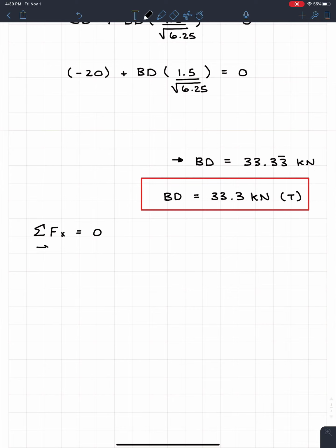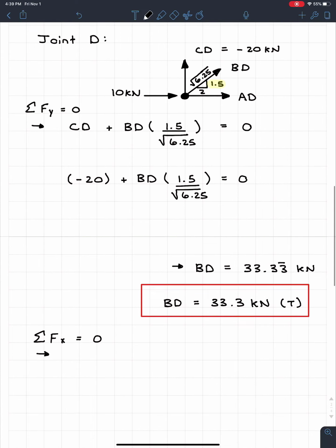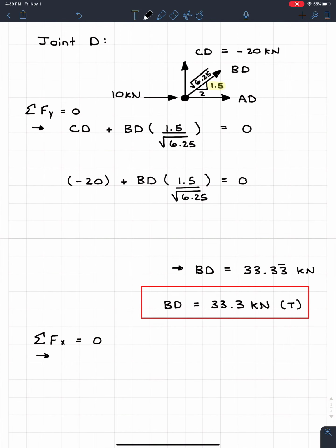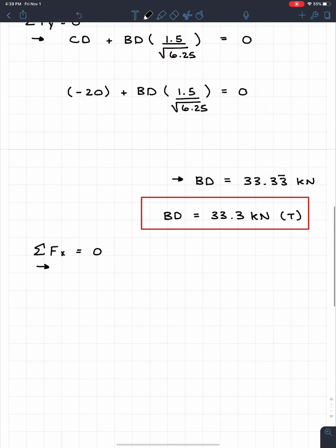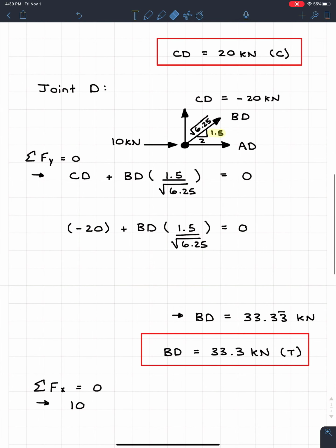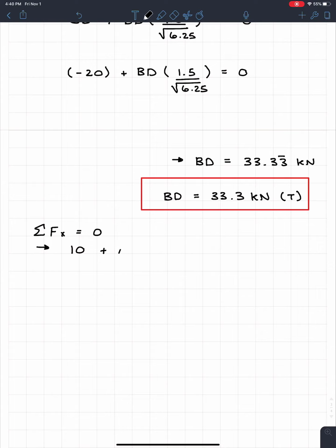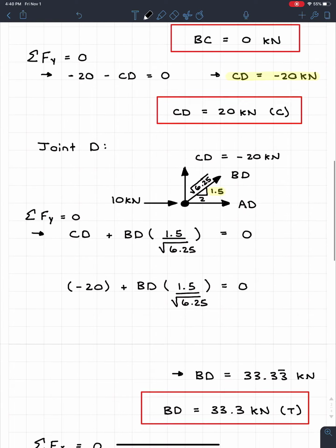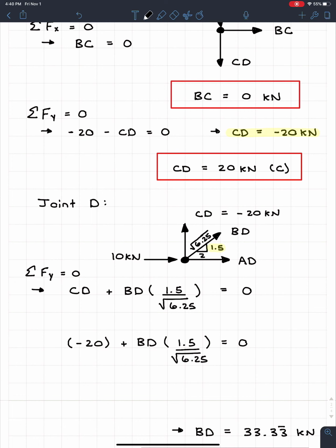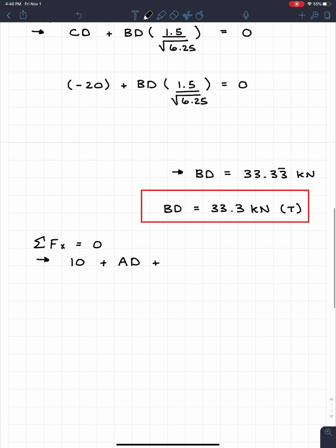So looking at this, what I'm going to have is I got 10 kilonewtons going to the right, so that's going to be positive. Actually, I'm not going to put kilonewtons. So I have 10 going to the right, so it's positive. I have AD also going to the right, so we're going to have plus AD. And we're going to plus, and if we look, we see that BD also has a horizontal component. So I'm going to take its component by going 2 divided by the root of 6.25.